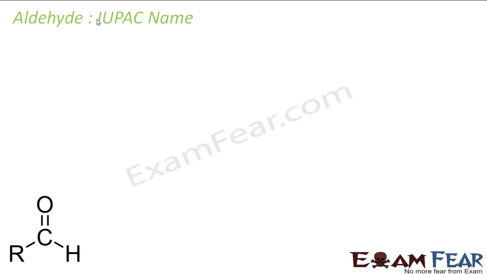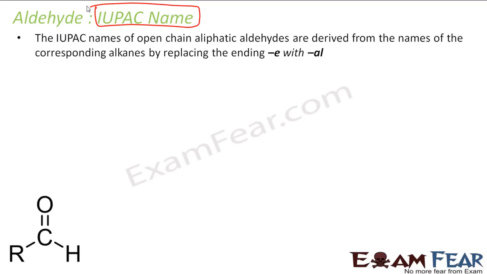Now we'll talk about the IUPAC name of the aldehyde. Please note, in the last slide we talked about the common name. The IUPAC name is more formal and you have better ways actually. Generally, the IUPAC name for any compound is derived from the alkanes, right? So here also it is derived from the corresponding alkanes by replacing E with Al.